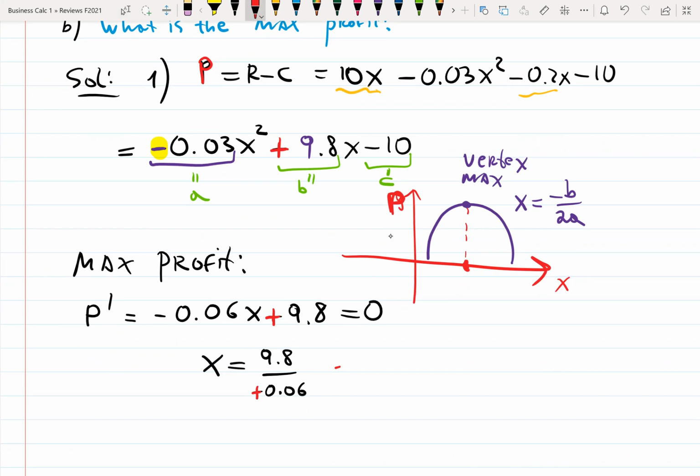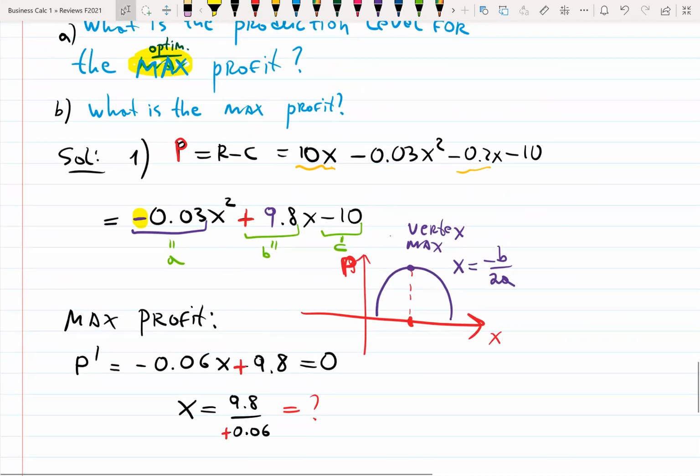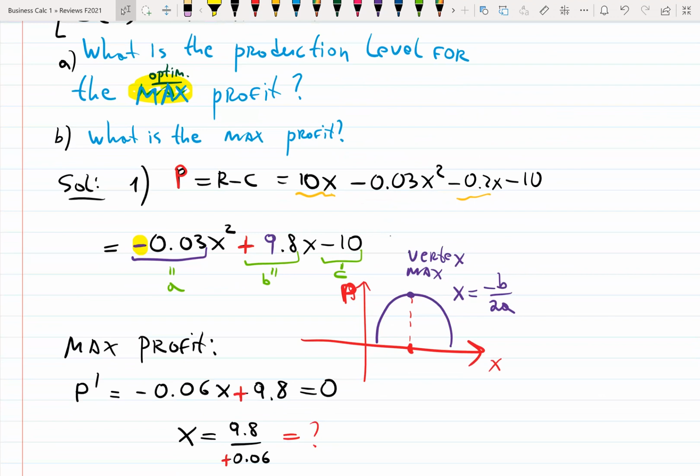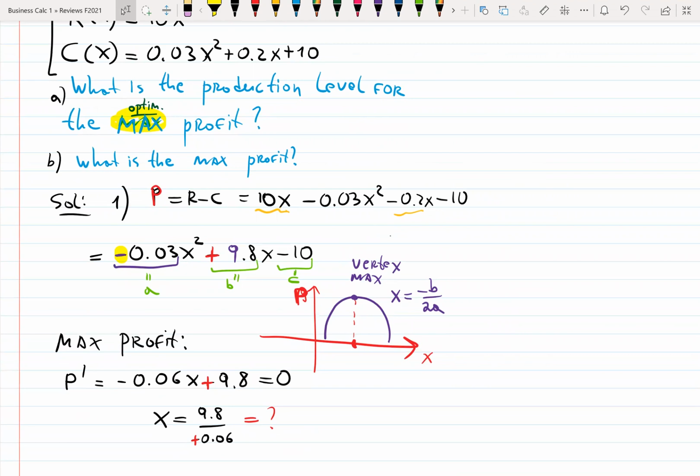So we got this number, whatever it is. I need to figure out what it is. This answers X. What is the production level for the maximum profit? That is how many X are we? 163 and 1/3. 163 and 1/3. Yep. Thank you. Nice. So the number of units that must be produced and sold in order to yield the maximum profit is X. And this is what we found. So X gives you that maximum profit.